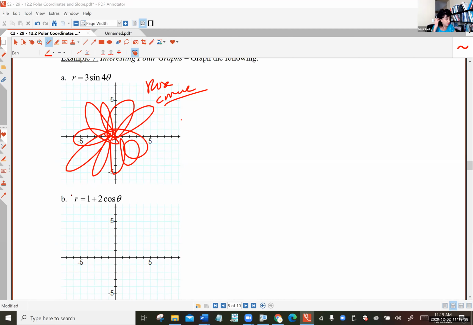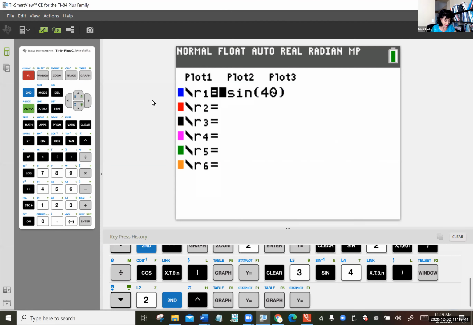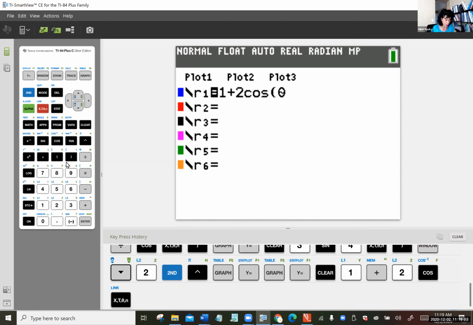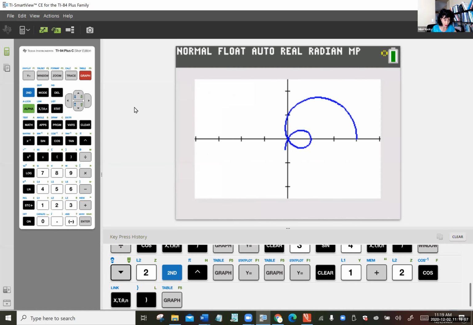Letter B, this one's interesting. 1 plus 2 cos theta. Okay, fine. What do we got? Let's clear out the beautiful flower. Okay. And we'll go 1 plus 2 cos theta. And we'll leave it from 0 to 2 pi. I think that will graph the whole thing.